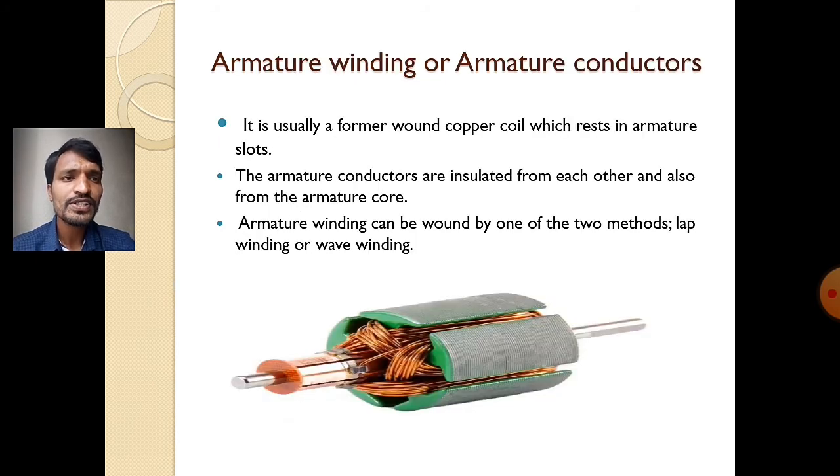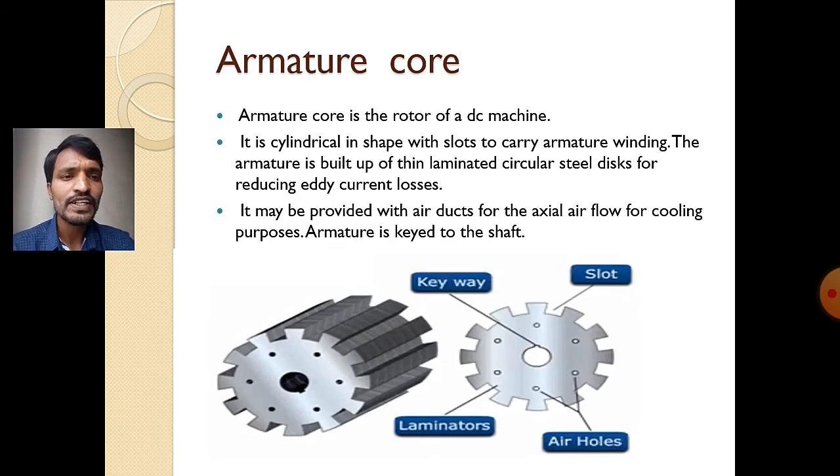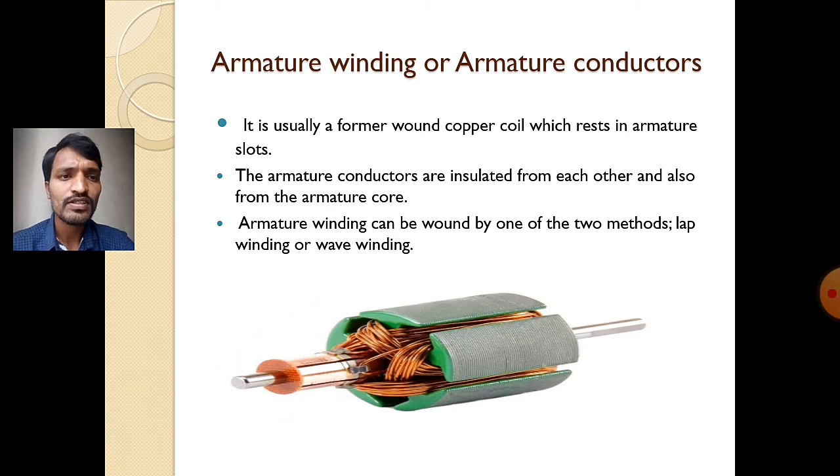Next, armature winding or armature conductors. You have now seen the armature core. The winding provided on the armature is nothing but the armature winding. It is usually made up of copper coils, which rest in the armature slots. The winding is placed in these armature slots. The conductors are insulated from each other and also from the armature core.